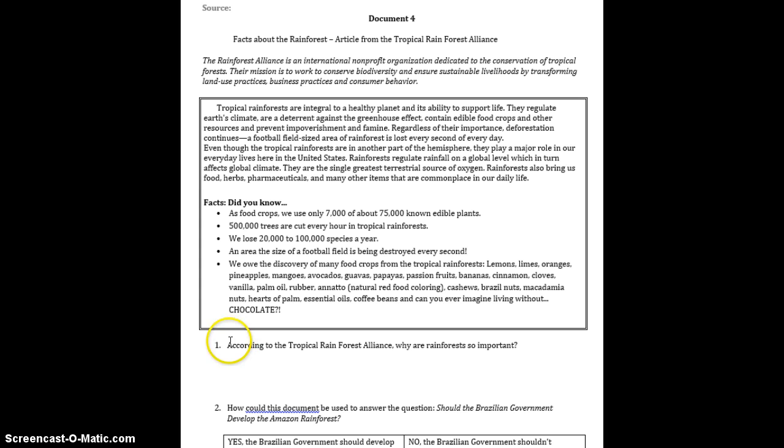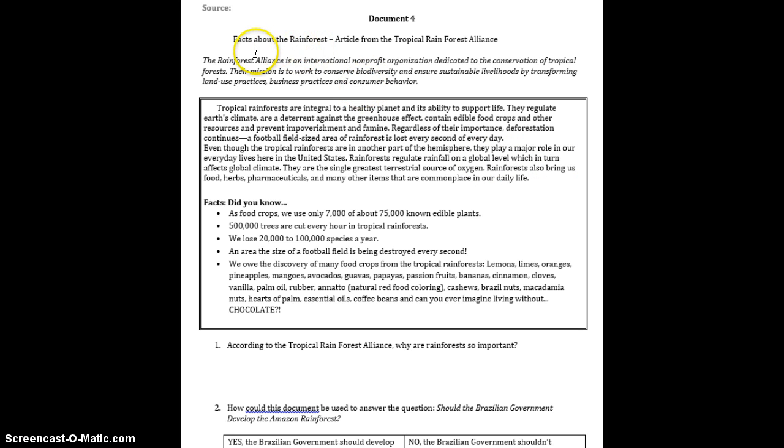The idea of using this document this way is so that when we go back and start writing our paper, trying to prove our point about whether or not the rainforest should be developed, we can easily look at this document again and pull out the pertinent information. First thing we want to do when annotating is look at the source.